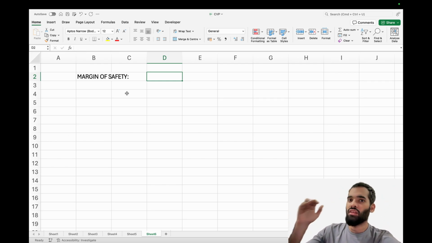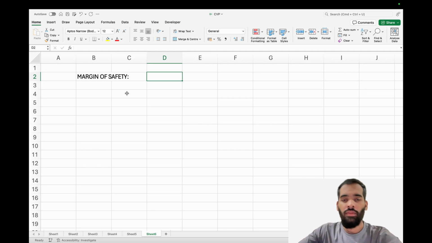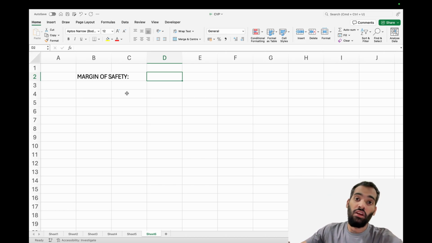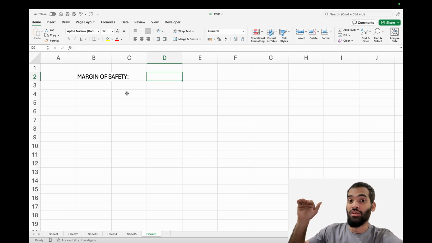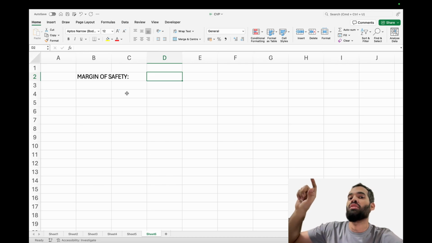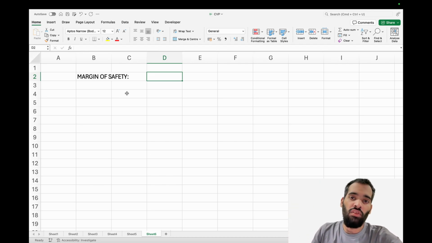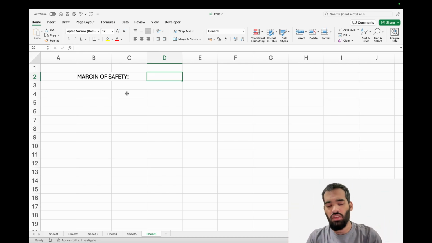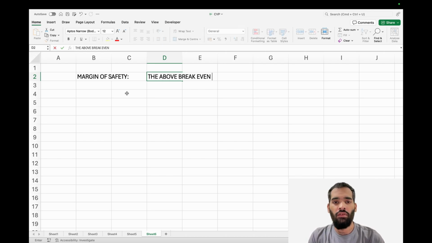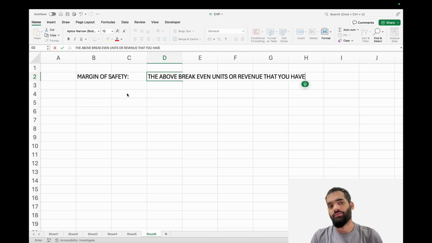So if the break even is $1,000 and we sold $1,500, that means the $500 extra we sold is the margin of safety. Now, margin of safety can be in units as well. If your break even is 10,000 units and you actually sold 12,000 units, that means the 2,000 extra units you sold is the margin of safety in units. So that's kind of what this refers to. Margin of safety is the above break even units or revenue that you have.